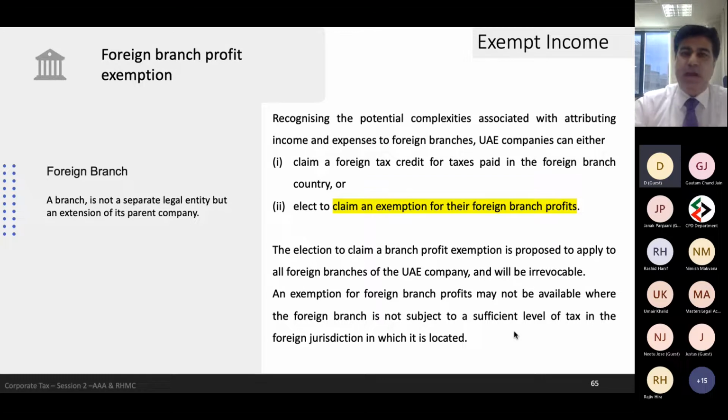Again, logic is either you pay taxes in the foreign branch and take a claim credit, or you claim an exemption, but exemption will be only available when in the place where the foreign branch is located, there are sufficient taxes which are being deployed.